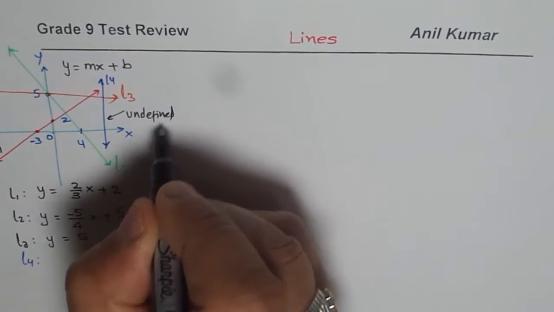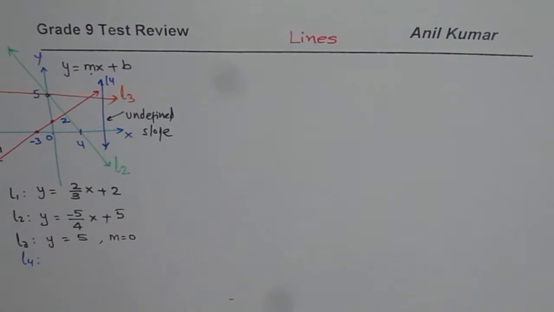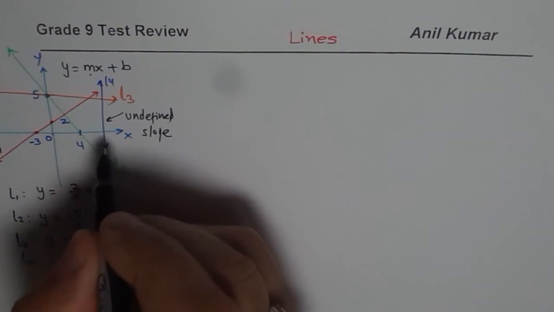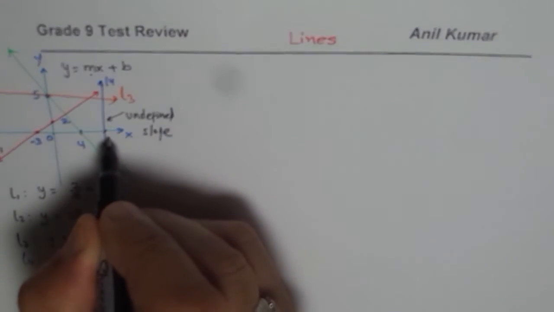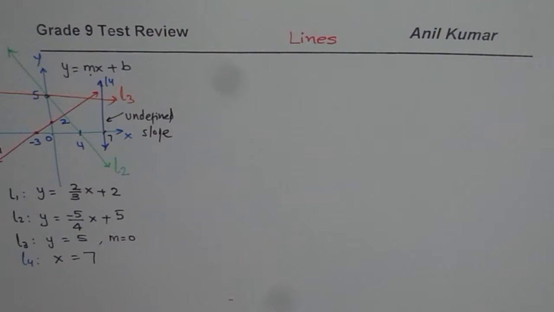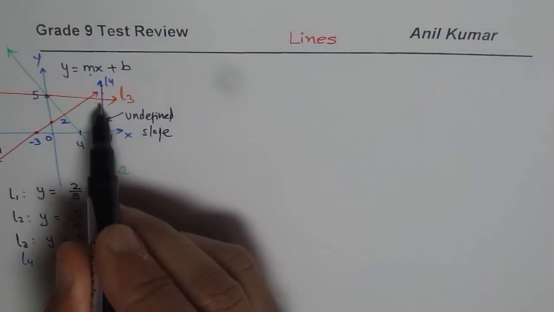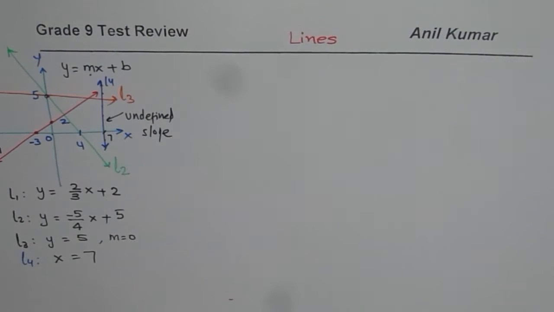This is very critical. Since the slope is undefined, I cannot use this equation. m is undefined, so we cannot use the slope-intercept equation. That's very interesting to understand. I hope you appreciate it. How do we write the equation of this line? If I know that this point here is 7, in that case the equation of this line will be x equals 7. It is very different from all the above equations. x is 7, as you can see, for each and every point on this line. And that is how we get the equation of this line.